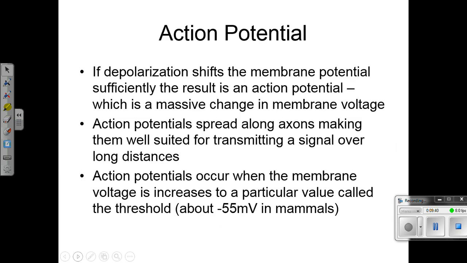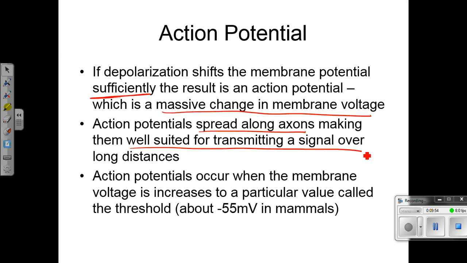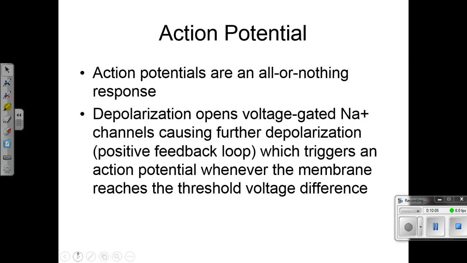If depolarization shifts the membrane potential sufficiently, that's where we reach that threshold. The result is an action potential, which is a massive change in membrane voltage. Action potentials spread along the axon, making them well suited for transmitting a signal over a long distance. Action potentials occur when the membrane voltage is increased to a particular value called the threshold. It's about negative 55 in mammals. Action potentials are an all or nothing response. That's where I get back to the toilet. You can't halfway flush the toilet. You either flush it or you don't.